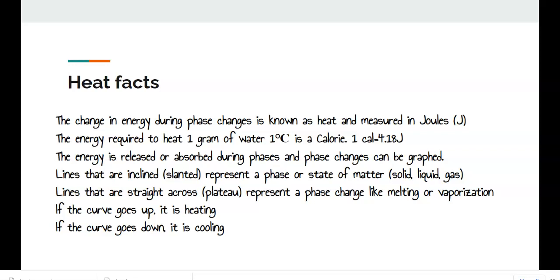Lines on our graph that are slanted or inclined represent the phase or state of matter, so it's going to be a solid, liquid, or gas. When lines are straight across, at a plateau, that's when a phase change is happening, like melting or vaporization. Reading from left to right, if our curve is going up, which means we start at a low temperature and rise to a high temperature, then we're heating. If our curve is going down, which means we start at a high temperature and go backwards, that means we're cooling.